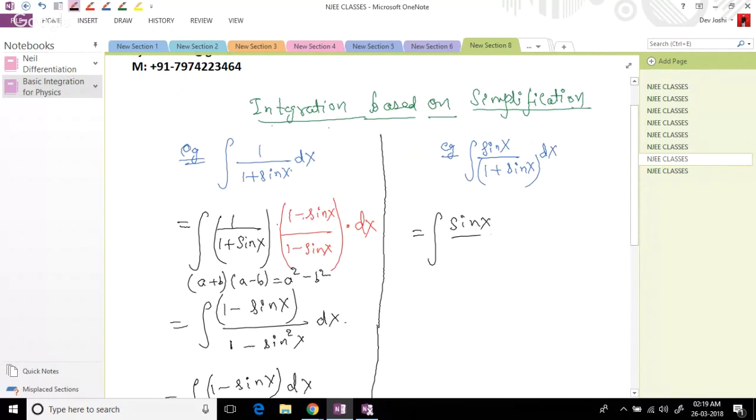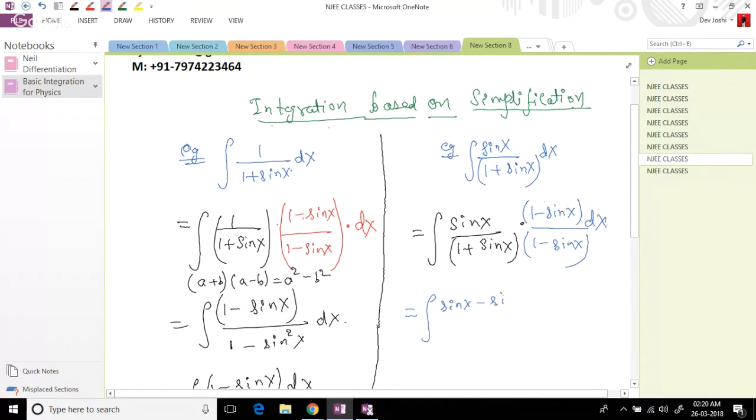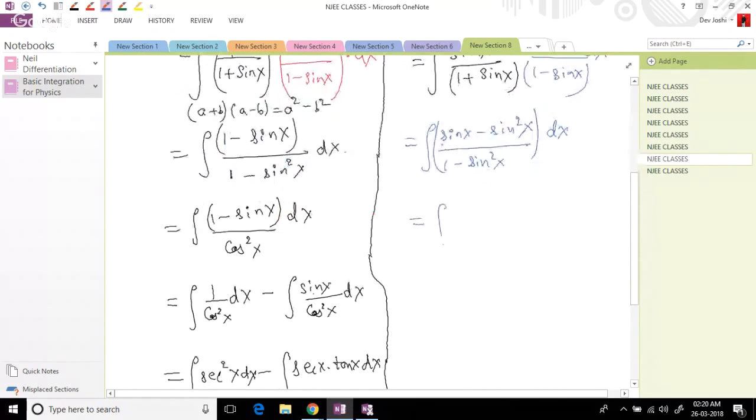Okay. So we are having sin x upon 1 plus sin x multiplied by, yes, how can we multiply? 1 minus sin x divided by 1 minus sin x into dx. Correct. So that is going to be equal to the integral of, just multiply sin x with the complete terms. So we are having sin x minus sin square x divided by 1 minus sin square x, since 1 plus sin x into 1 minus sin x is going to be equal to 1 minus sin square x. Correct? dx.